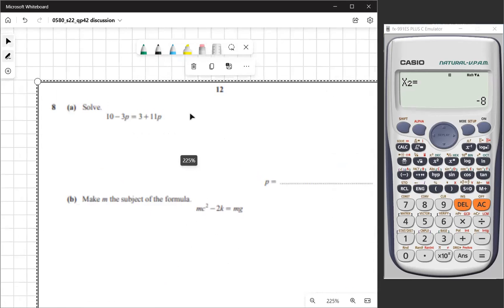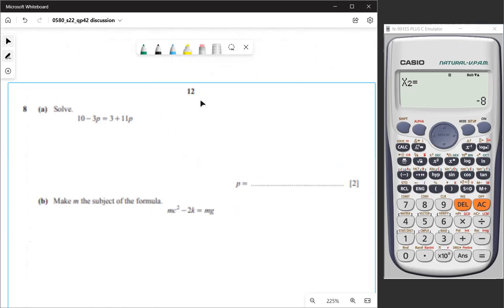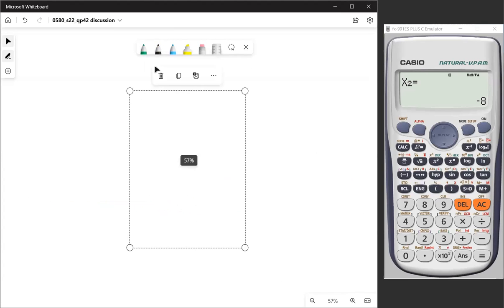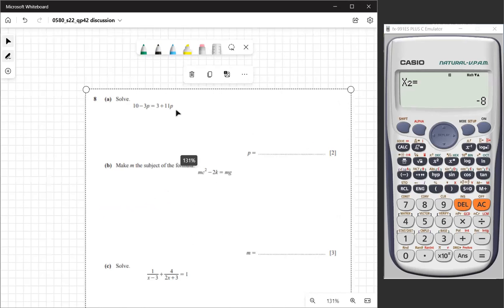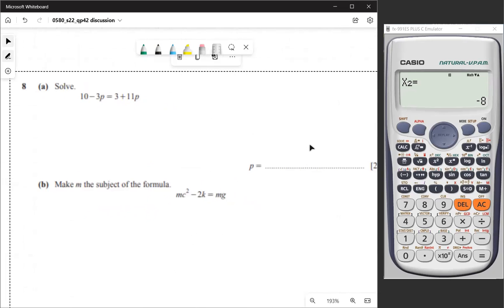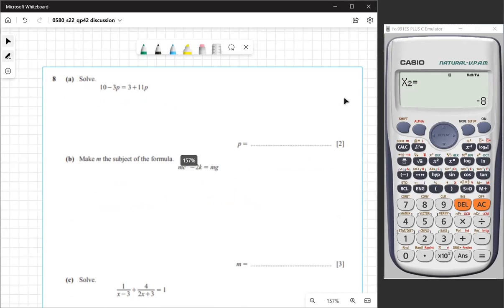Look at the eighth question. Anas, read the question. Okay. Can you solve 10 minus 3p equals 3 plus 11p. And Manvi, is this the question you're talking about? Not this one, the next one. Question 9? No, question 8B, the other one below that, yeah.